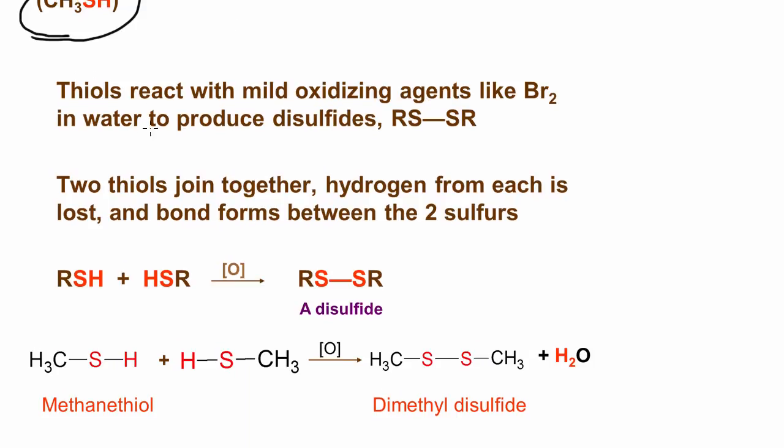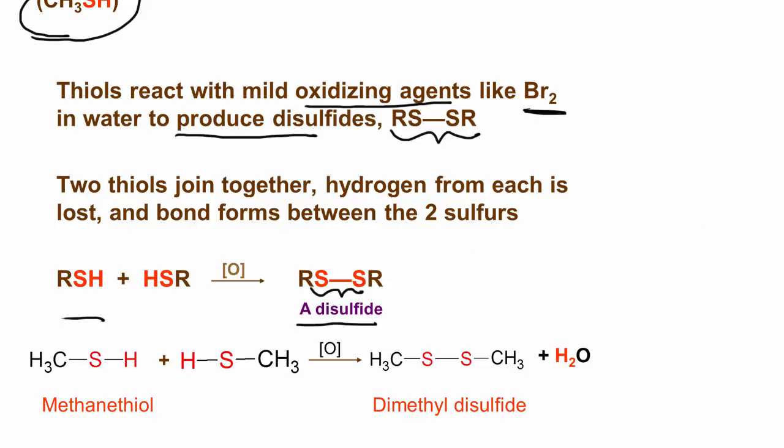Thiols react with mild oxidizing agents, and they react in water with a mild oxidizing agent to produce a disulfide. We're going to be talking about disulfides when we get into the biochemistry portion. For now, I want you to know this reaction. Basically, you have 2 thiols that join together to form a disulfide. This is a disulfide. You have a sulfur-sulfur single bond.